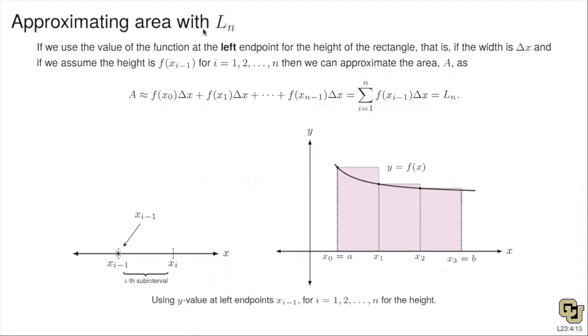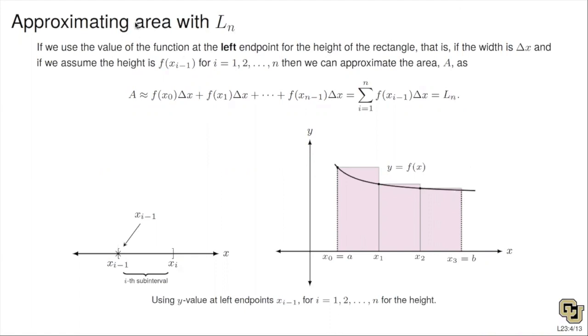When we use the left endpoint, the book refers to this quadrature as L sub n. Capital L for left, because we're using the left endpoints, and the little n indicates how many rectangles we're using. So in this example that I've drawn, this is L3, because we're using 3 rectangles and left endpoints to do our quadrature, to approximate the area under the integral numerically.